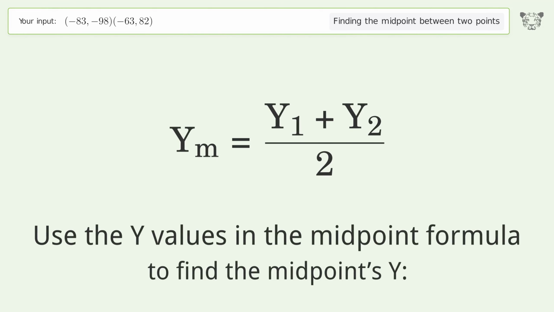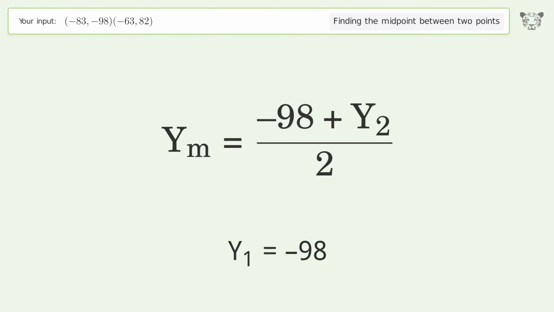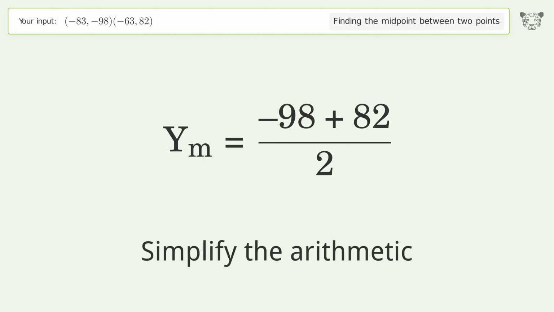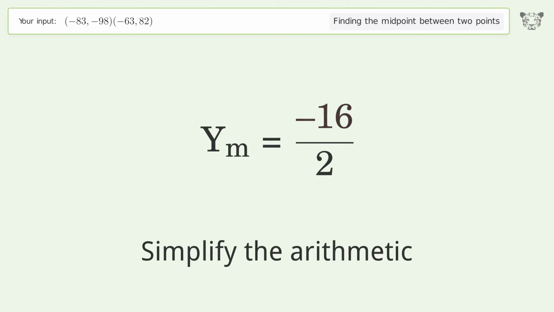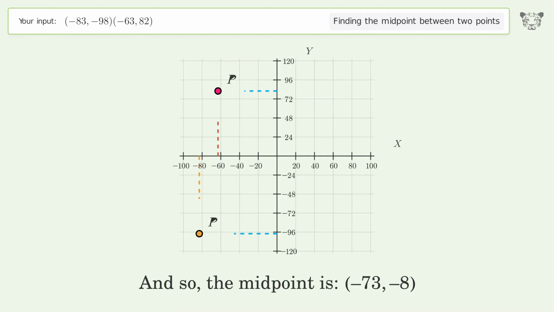Use the y values in the midpoint formula to find the midpoint's y. y1 equals -98. y2 equals 82. Simplify the arithmetic. And so, the midpoint is -73, -8.